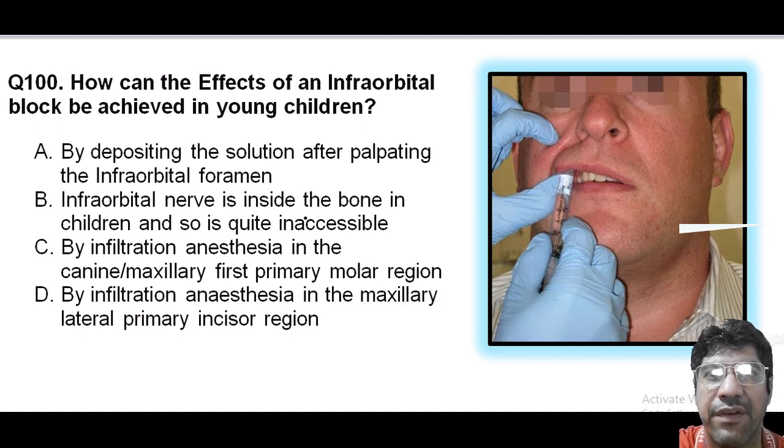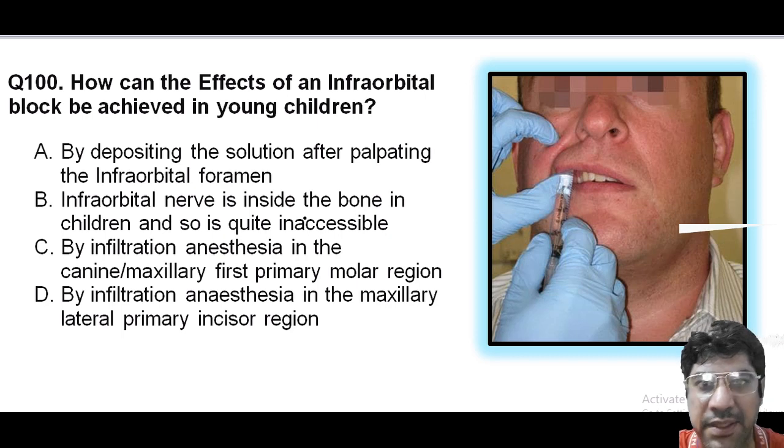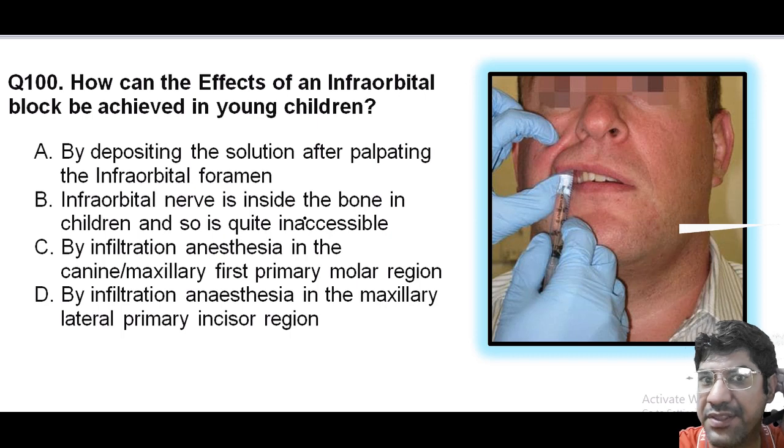How can the effect of infraorbital block be achieved in young children? So it can be achieved by infiltration anesthesia in the canine and maxillary first primary molar region. This method is commonly used to provide anesthesia in the maxillary anterior region in young children. So the answer here is C.